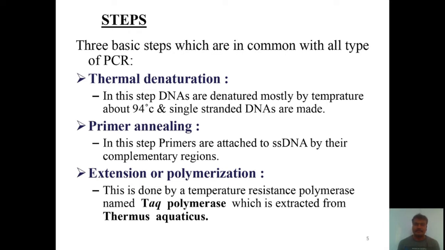The next step is extension, that is polymerization. We have to bring the reaction temperature to 72 degrees Celsius. At 72 degrees Celsius, polymerase enzymes will be activated. The activated polymerase enzymes will bind to this template DNA primer complex and initiate the elongation process. So your new DNA strand synthesis will occur.